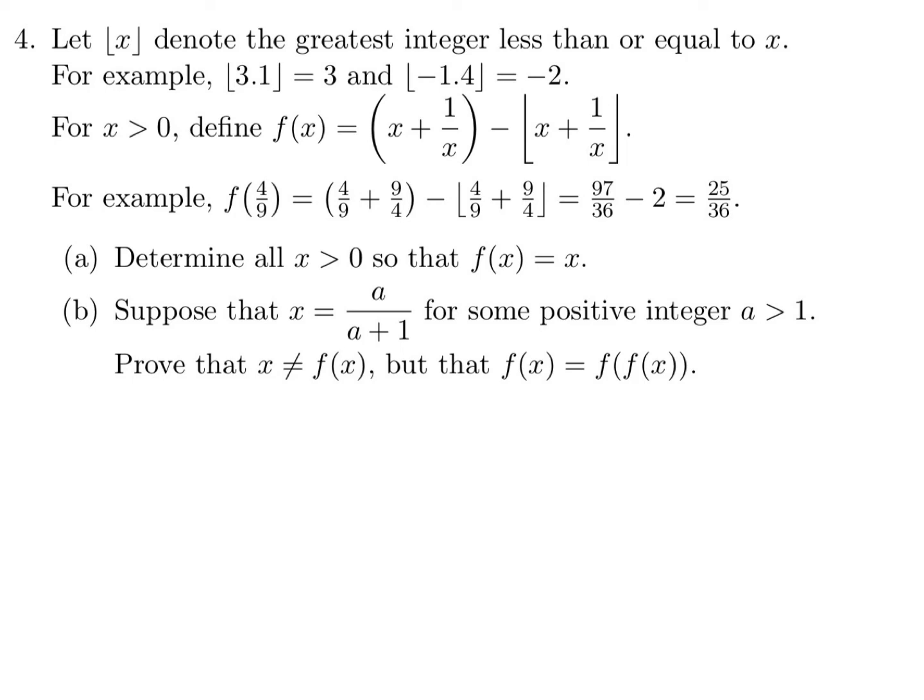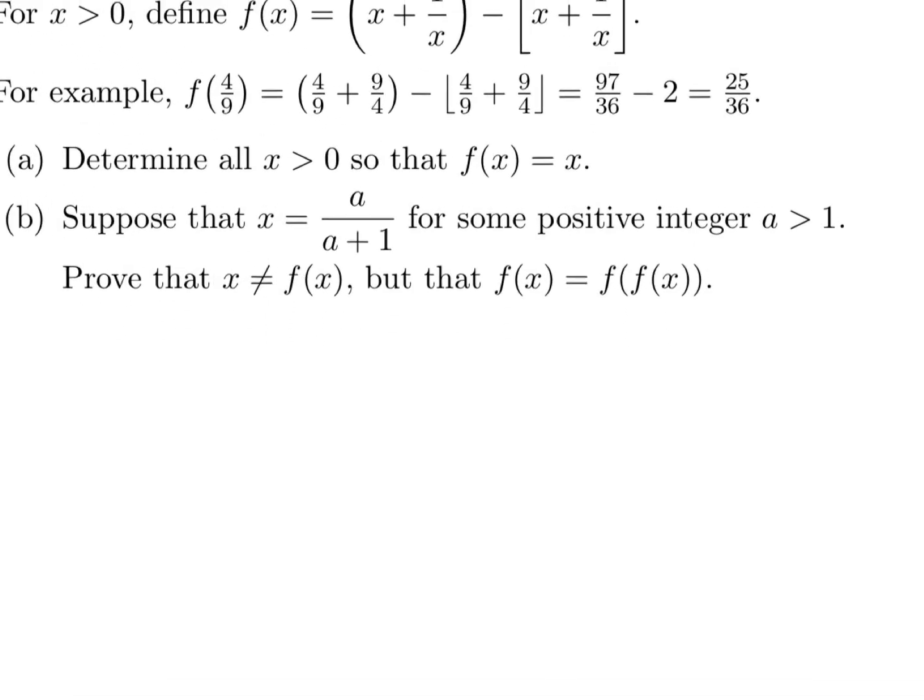For example, f(4/9) is equal to 4/9 + 9/4 minus ⌊4/9 + 9/4⌋, which would be 97/36 minus 2, which is 25/36. Determine all x greater than 0 so that f(x) equals x.